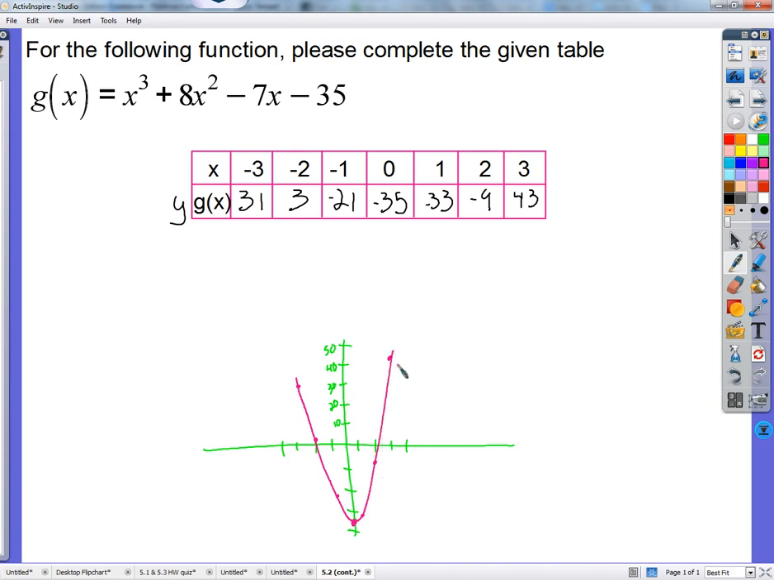So those are the points that we found so far. I think that's it. Should we do anything more? Are we done drawing this graph? Okay, that's good. Label our axes, that's a good idea.